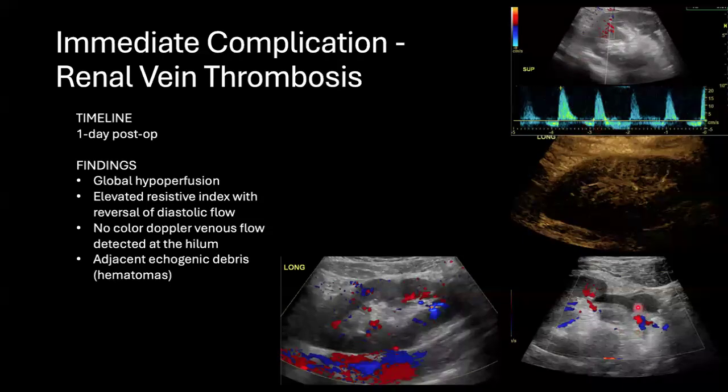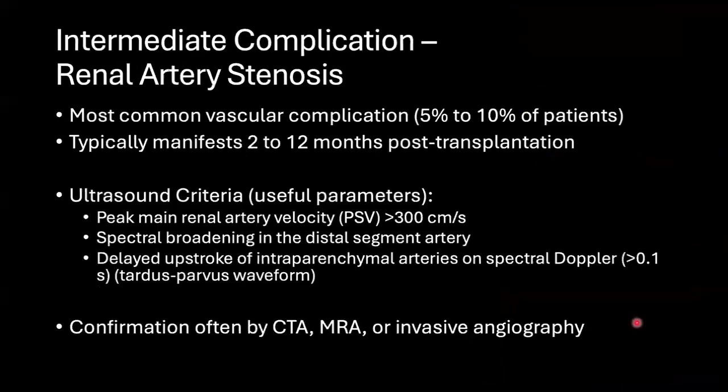And lastly, when we did the Doppler for the renal vein, there was no flow, and there was this perinephric fluid, which is heterogeneous, some hypoechoic, some hyperechoic. So actually there were hematomas around the kidney. So this is renal vein thrombosis.